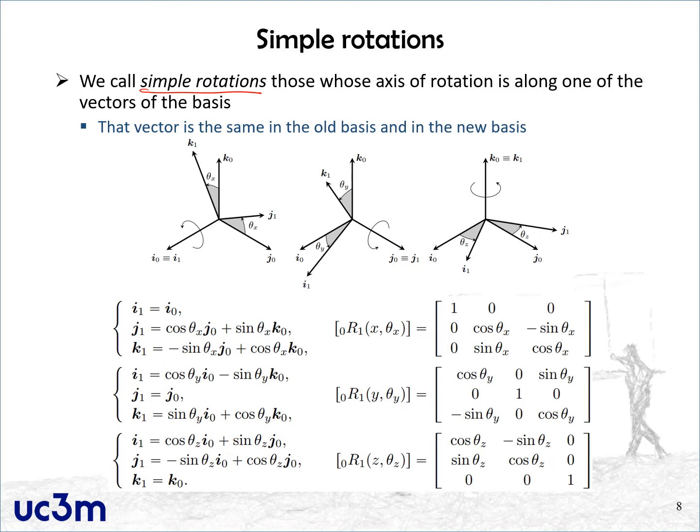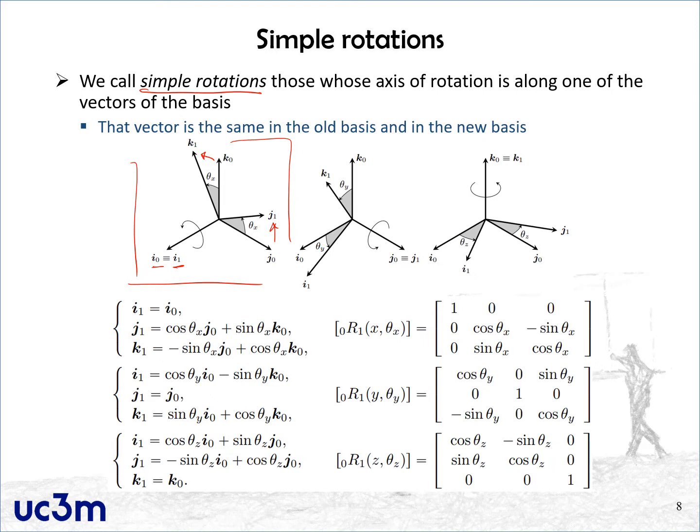In the first case, this first drawing, we are rotating about the I0 axis. So the I1 and the I0 vectors coincide, they are the same vector. And the only vectors that change are the J and the K vector. So whenever two bases are related by this type of rotation, we say that this is a simple rotation, and the relations are very simple to write down.